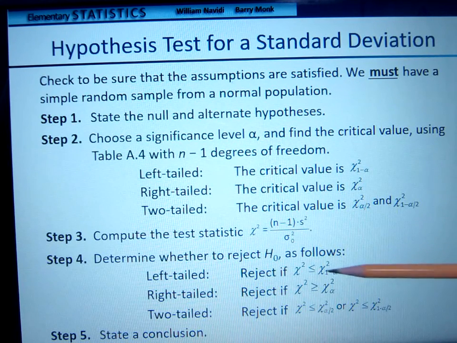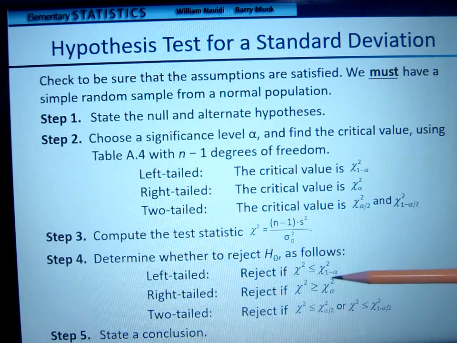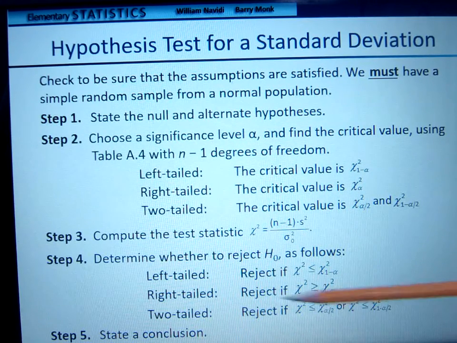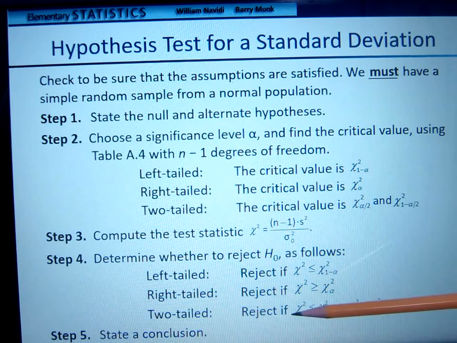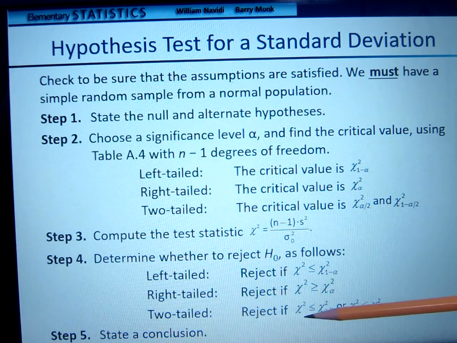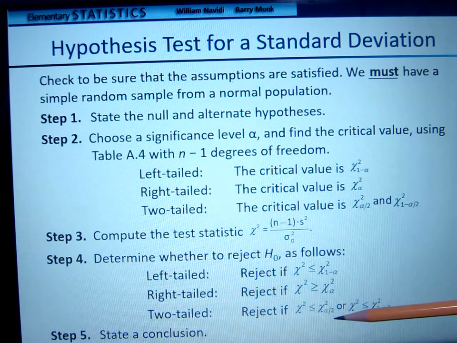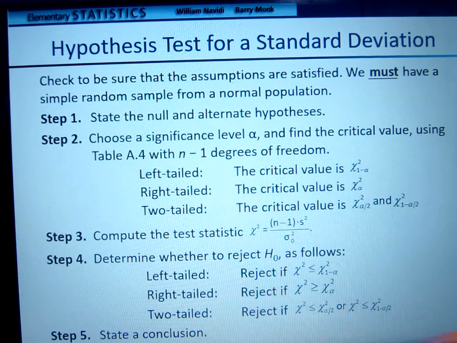And step 3, we determine whether to reject the null hypothesis as follows. Reject the left-tailed if chi-squared is less than chi-squared 1 minus alpha. Reject the right-tailed if chi-squared is greater than or equal to chi-squared alpha. And reject the two-tailed if chi-squared is less than chi-squared alpha over 2 or chi-squared is greater than chi-squared 1 minus alpha over 2.